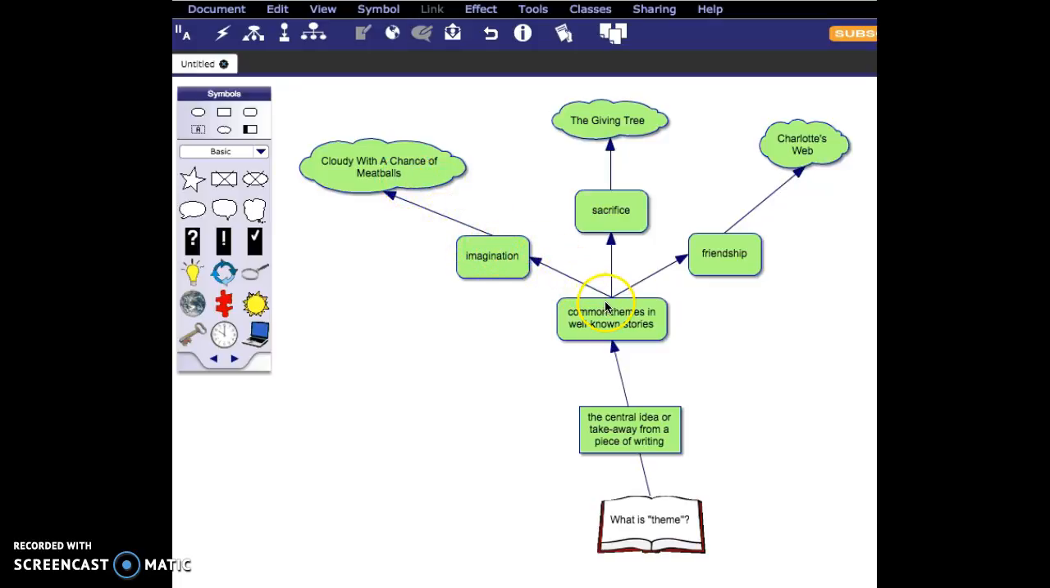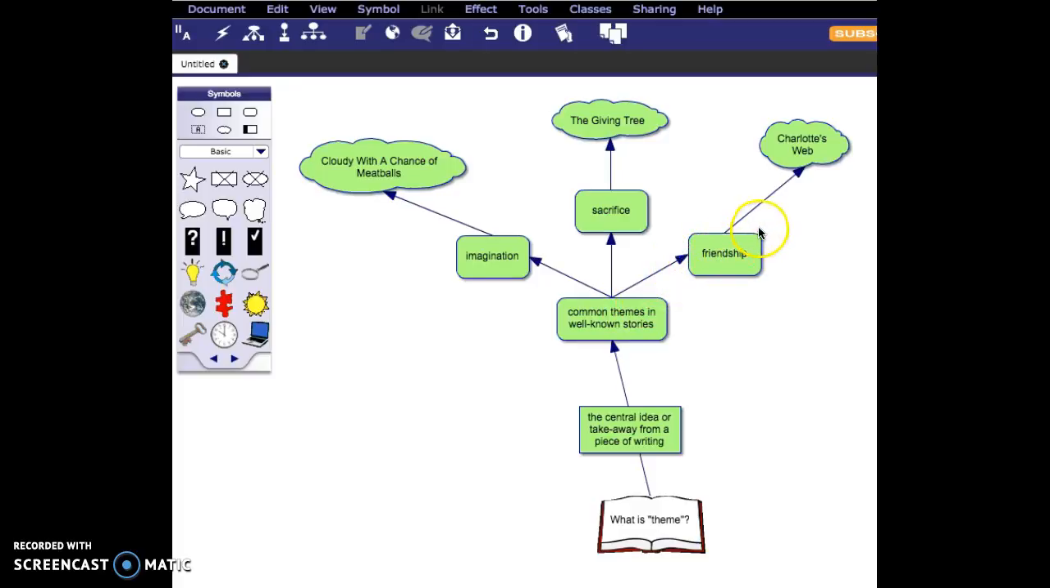The other example used of finding common themes in well-known stories was sacrifice. A book where we can see sacrifice as the theme is The Giving Tree, where the tree gives and gives to the little boy whom he so dearly loves and cares about. So we know that he sacrifices his wants and his needs in order to show the little boy how much he cares about him.